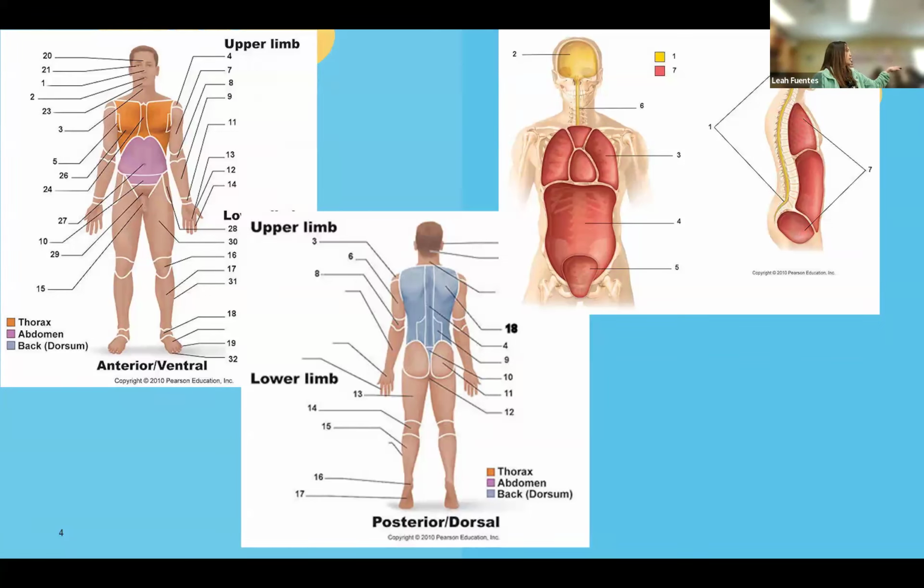What is the structure that separates the abdominal pelvic from the thoracic cavity? Diaphragm, good. You're also going to want to know that. That will most likely come up. And then just being able, like I said, to label the cavities and then knowing what's going on inside of them.